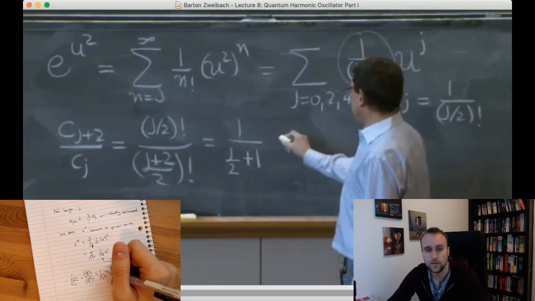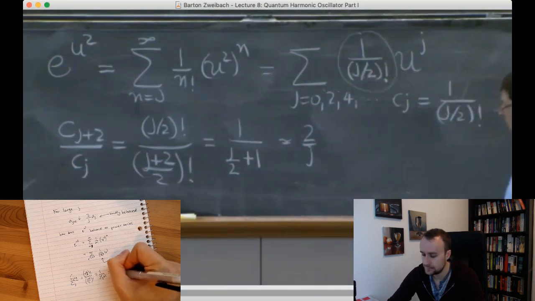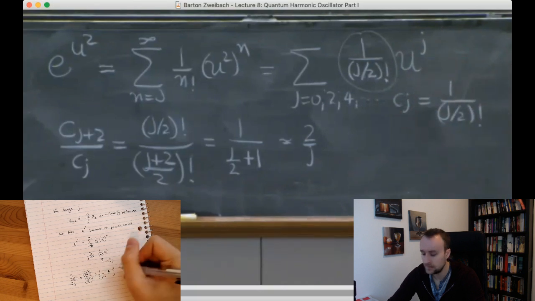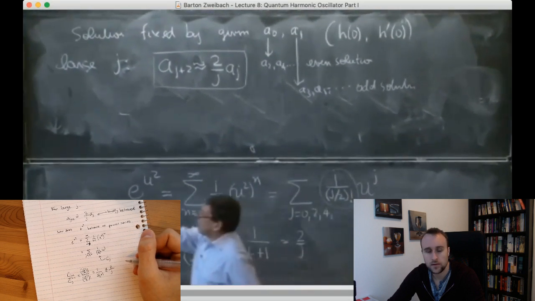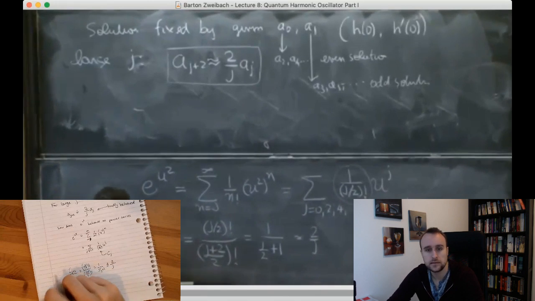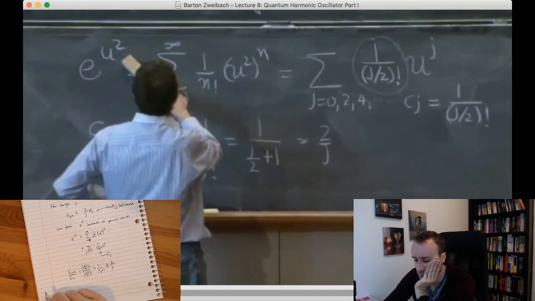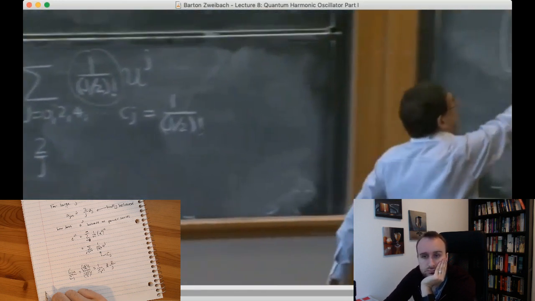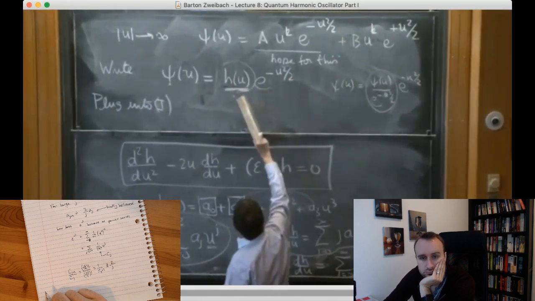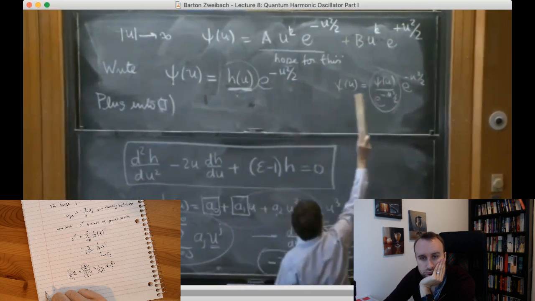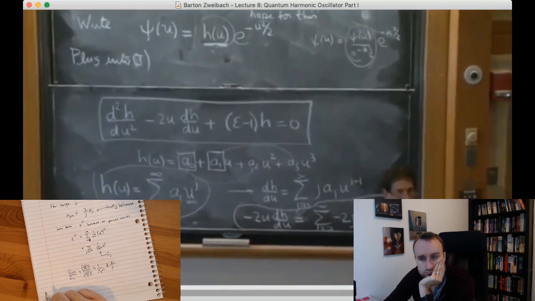Now, if j is large, this is roughly 1 over j over 2, which is 2 over j. So, it's pretty bad. If this series goes on forever, it will diverge like e to the u squared, and your h will be like e to the u squared. With e to the minus u squared over 2, it is going to be like e to the plus u squared over 2. It's going to behave like this one. So it's going to do exactly the wrong thing.